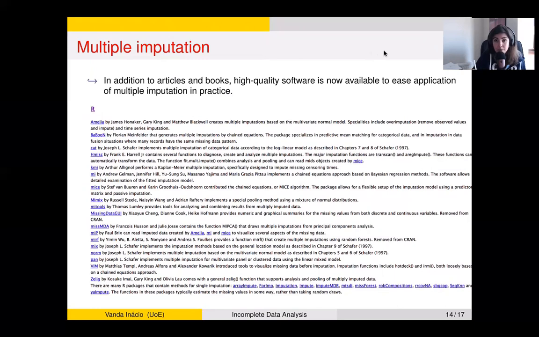Basically, we have this long list, and the list is possibly longer now because I made this screenshot a couple of years ago. Possibly in the meanwhile we have new packages, and maybe some of these were already removed from CRAN. But the main message is that there are several statistical software packages available for conducting multiple imputation. Of course, we should use the software if it is available. There is no need for us to code everything from scratch, but we need to understand what the software is doing.